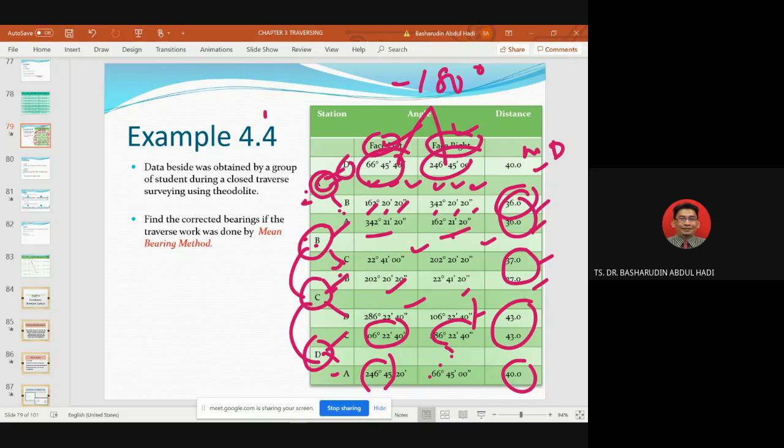So example 4.4. So what is the data? So what is the instruction? The data was obtained by a group of students during a closed traverse surveying using a theodolite.